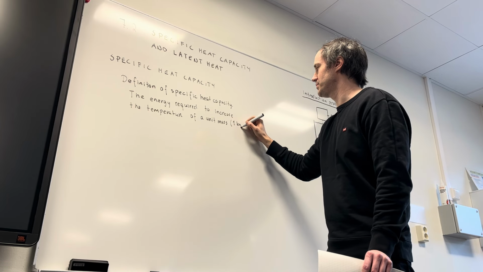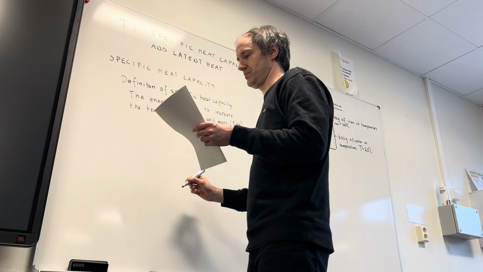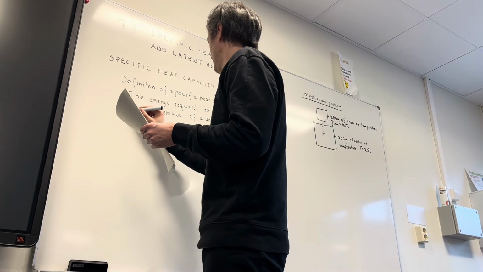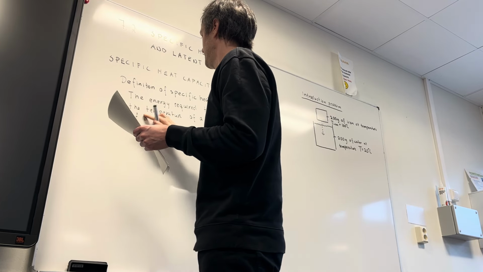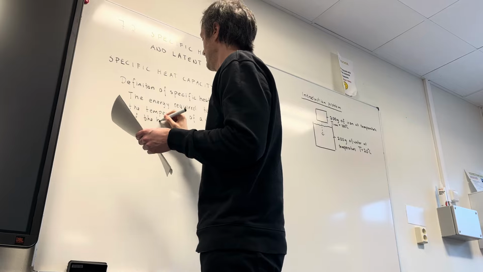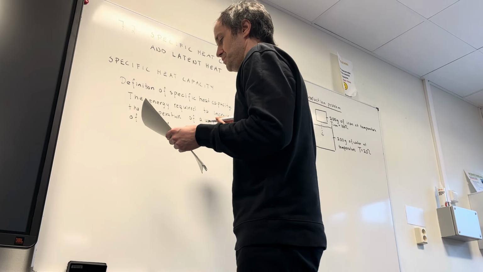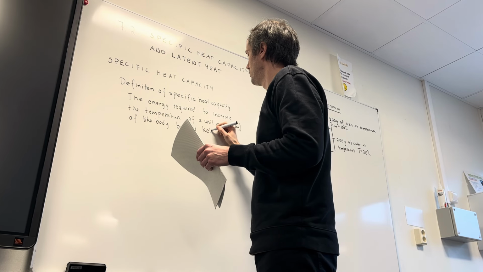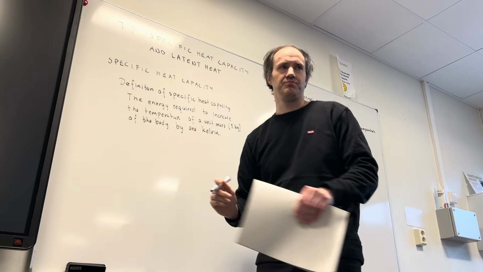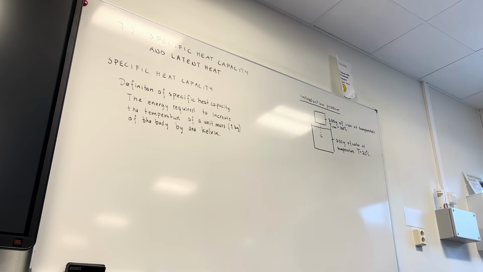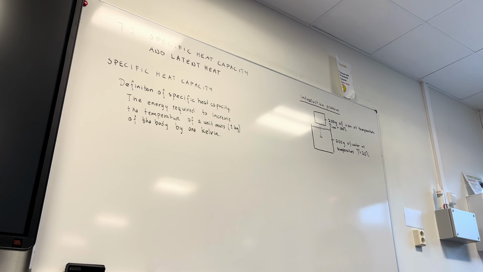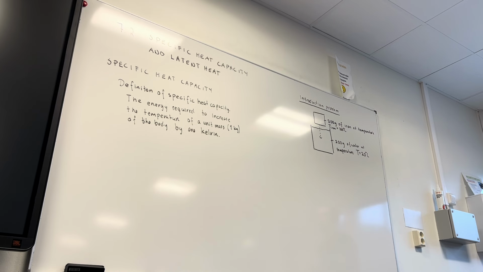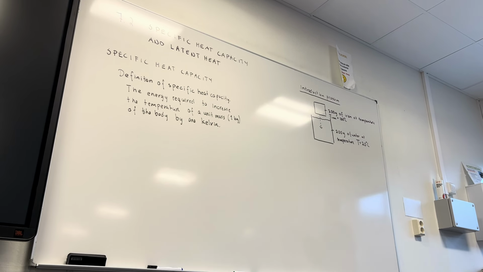1 kilogram of the body by 1 Kelvin. So it's basically where the specific heat capacity tells us how much energy is required to increase the temperature of 1 kilogram of that substance by 1 Kelvin.